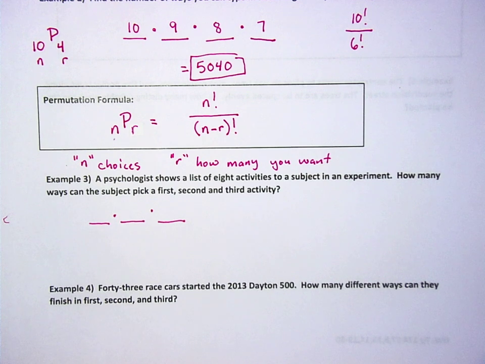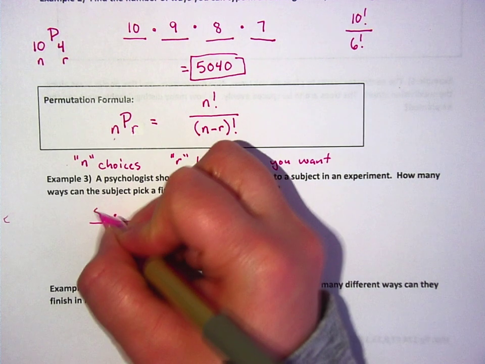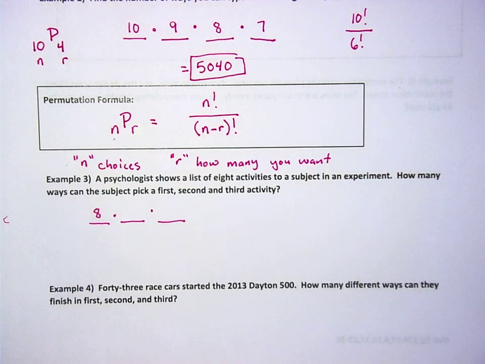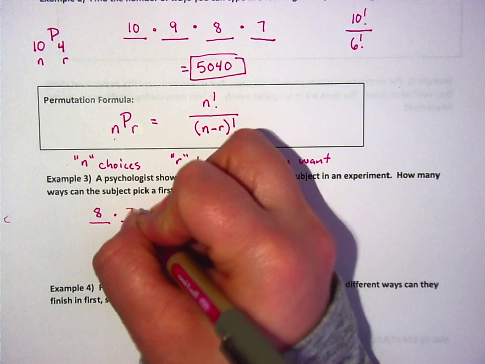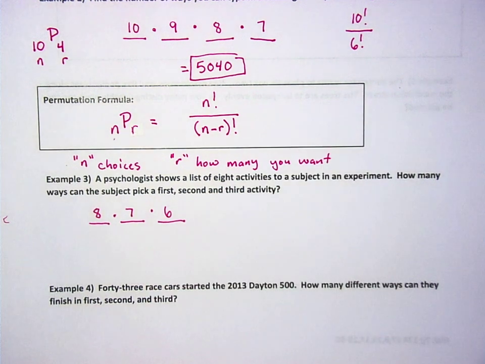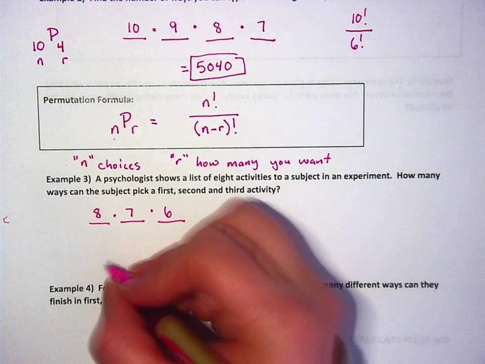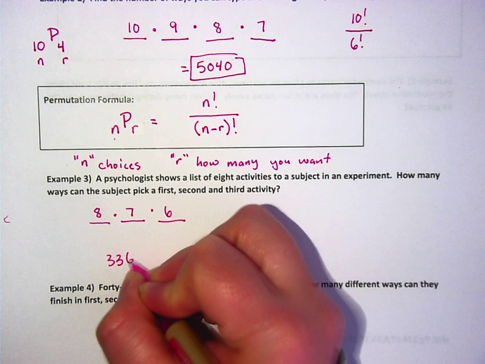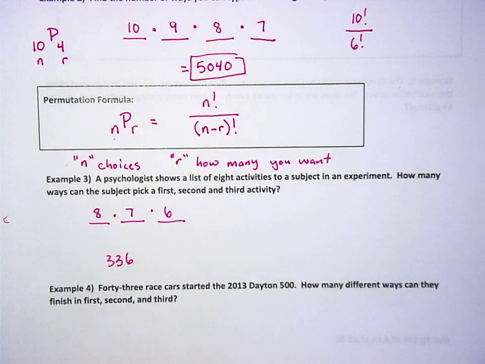They've got 8 activities for their first choice, and then 7, and then 6. It's an easy thing to type in our calculator, which again, you're thinking right now, why would we do it any other way besides 8 times 7 times 6 in our calculator, which is 336. But I'm just doing this to show you all the different ways you can do it.